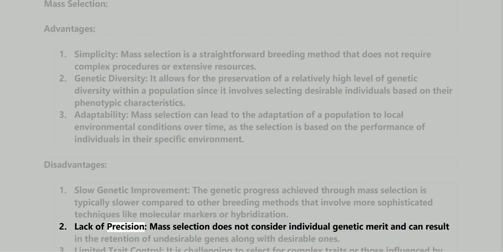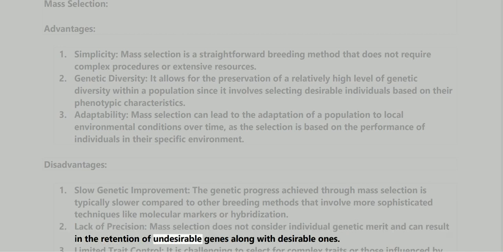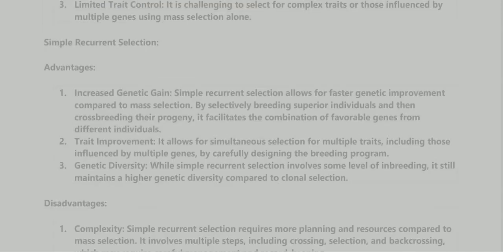2. Lack of precision. Mass selection does not consider individual genetic merit and can result in the retention of undesirable genes along with desirable ones. 3. Limited trait control. It is challenging to select for complex traits or those influenced by multiple genes using mass selection alone. Simple recurrent selection.